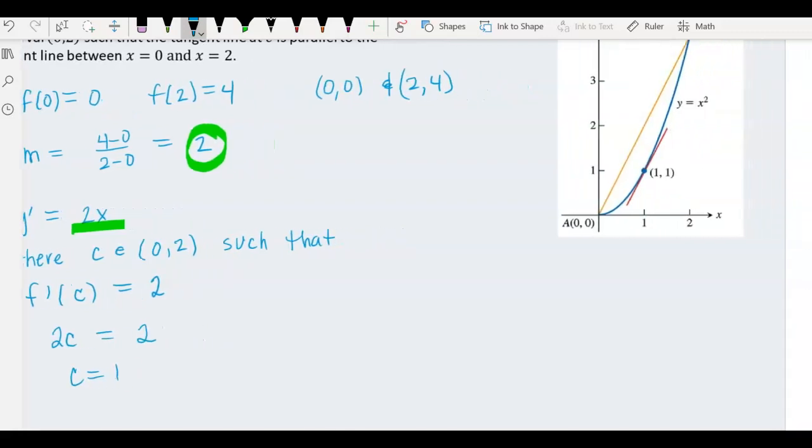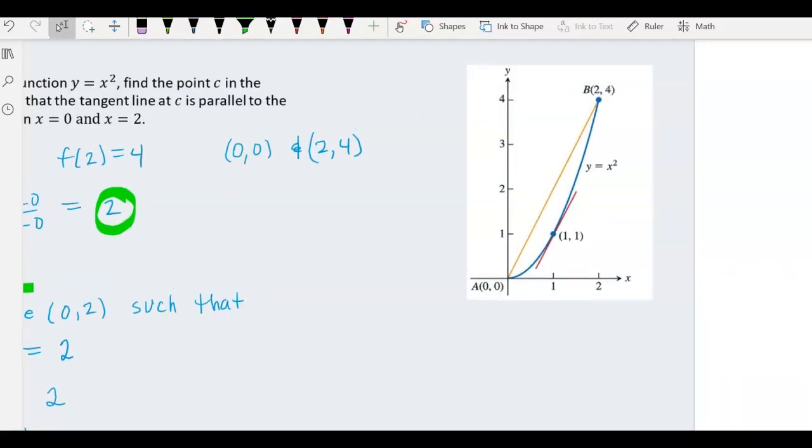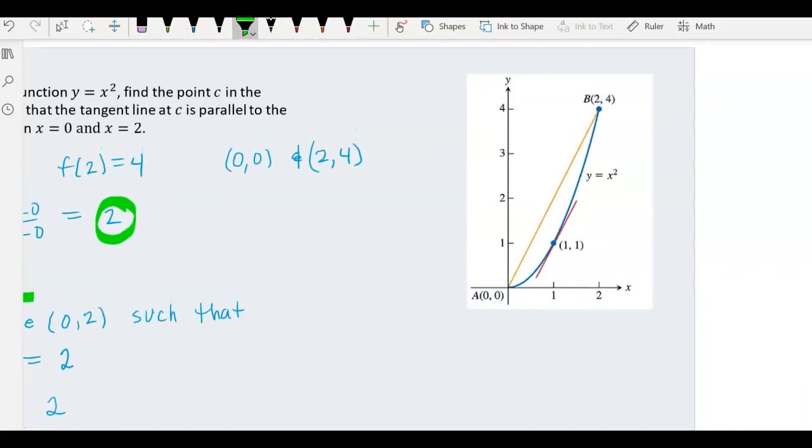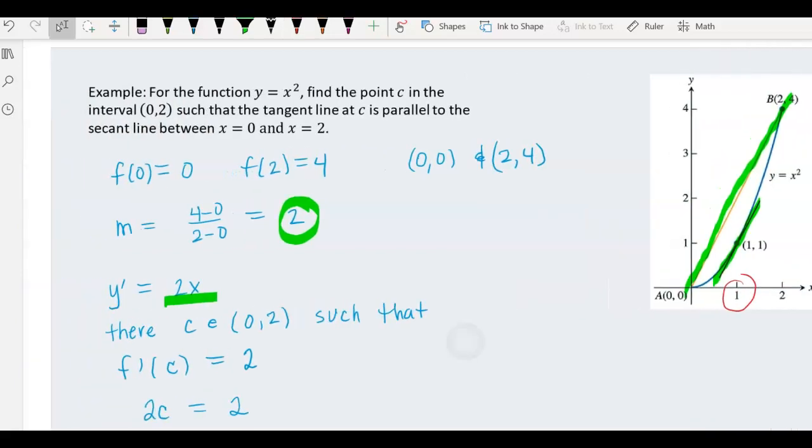So what it's telling us is that the point where the tangent line is going to have a slope that's parallel to this one is at x equals 1. Seems pretty easy when you look at the picture, but it's not always easy, again, to find that particular point in between the two endpoints that we're talking about.